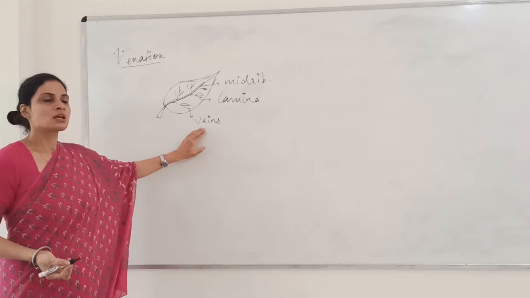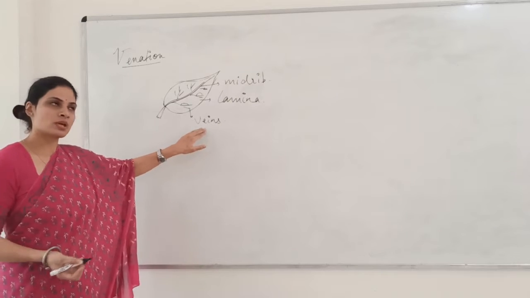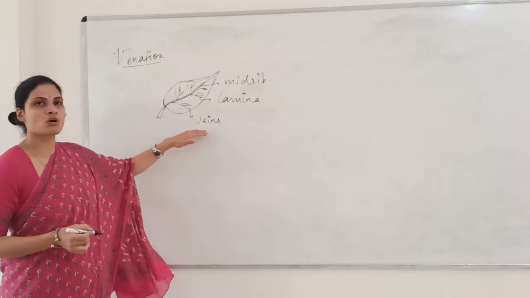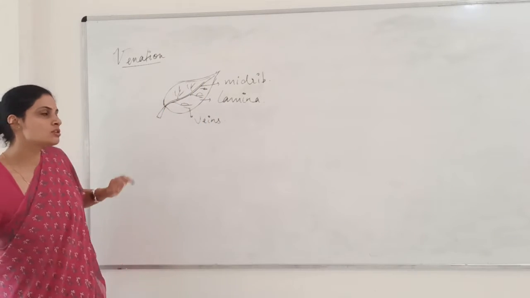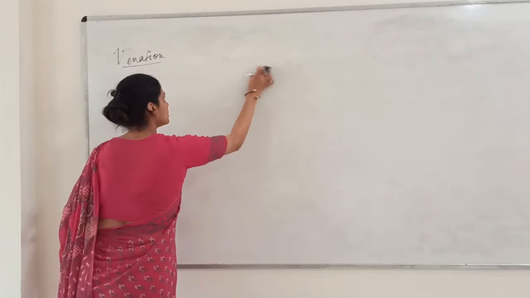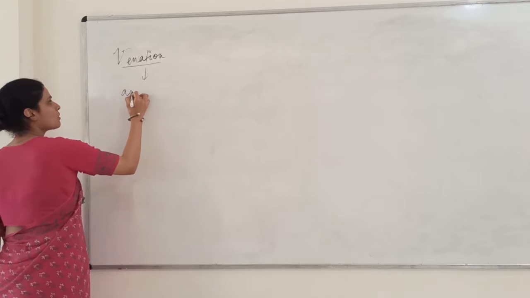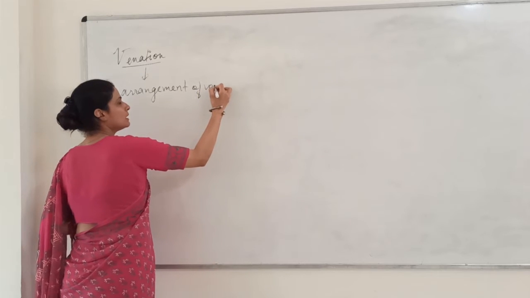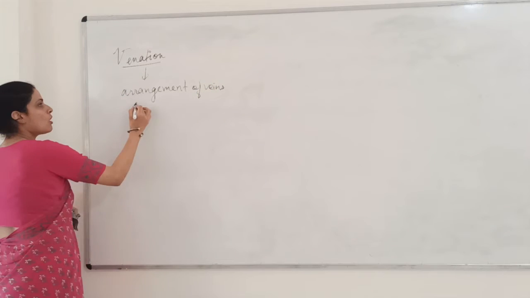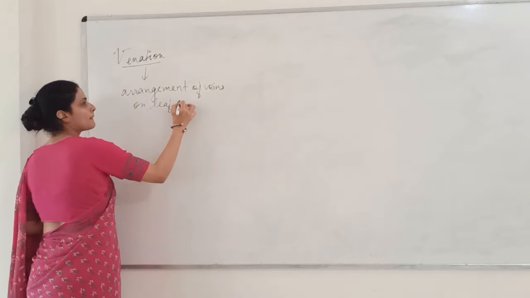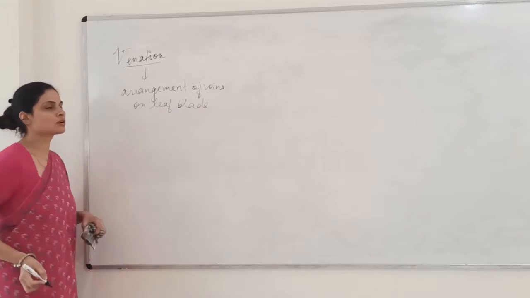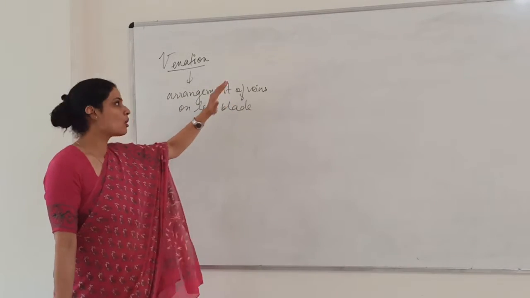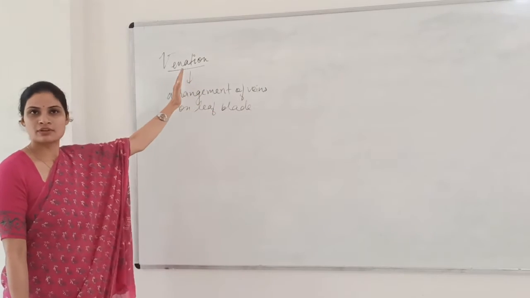So these veins, or we can say the arrangement of these veins on the whole leaf surface or on the lamina, is called venation. So in short, venation is the arrangement of veins. The arrangement of veins on the leaf blade is called venation.